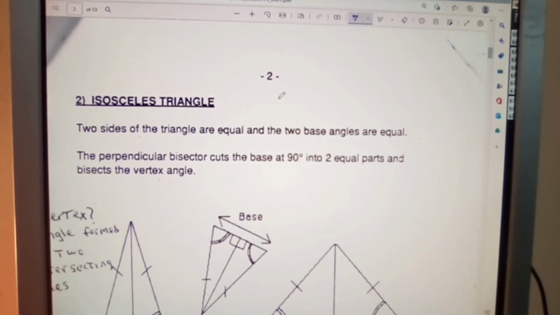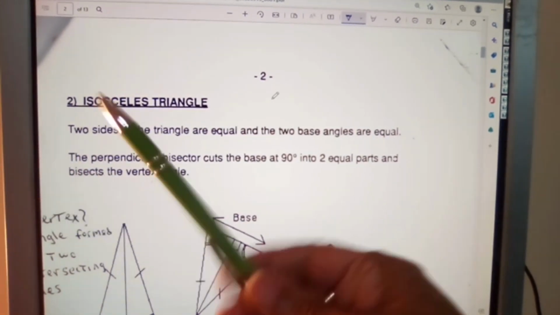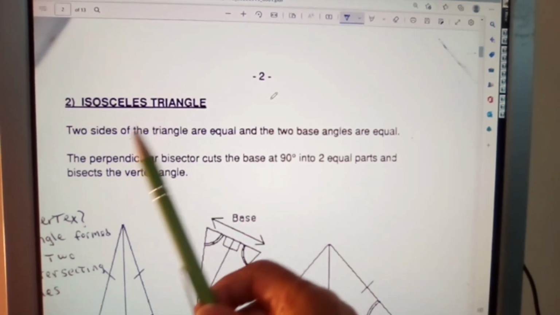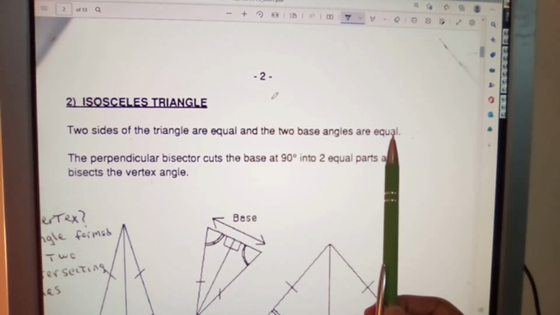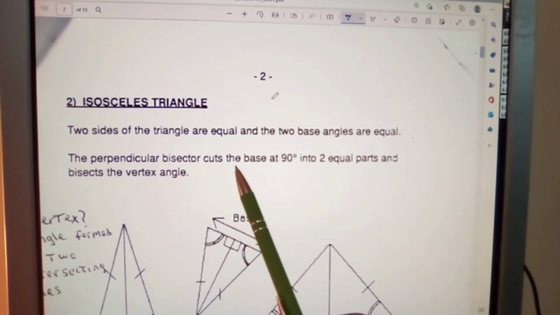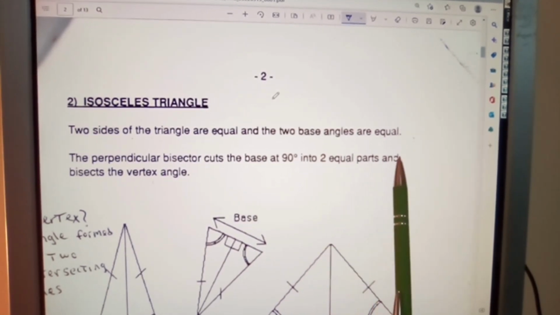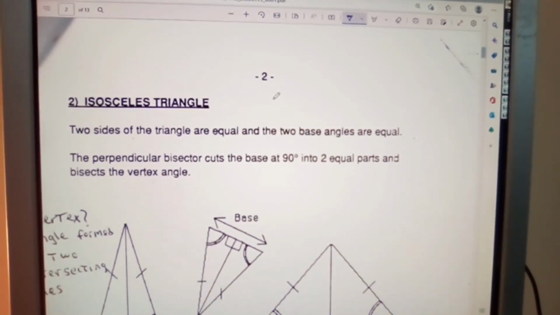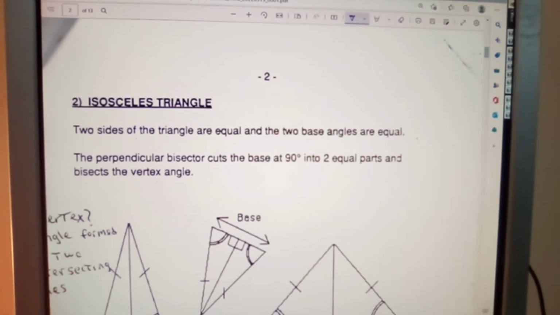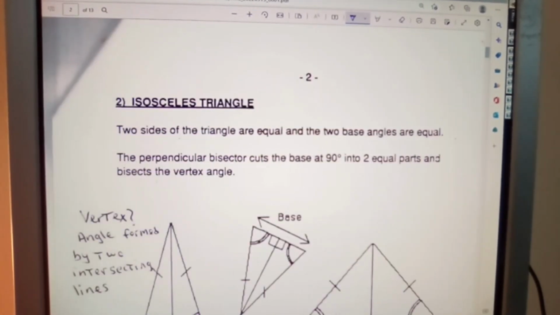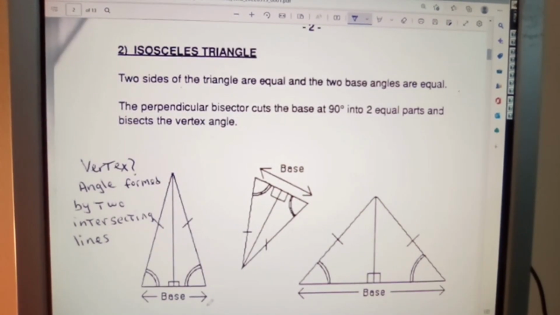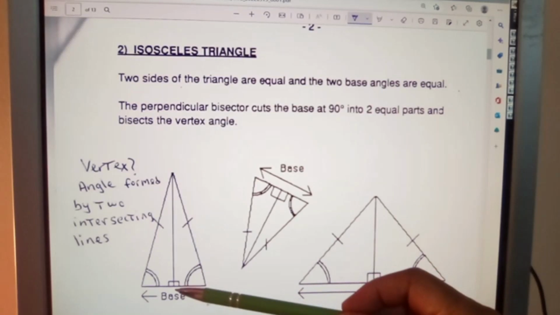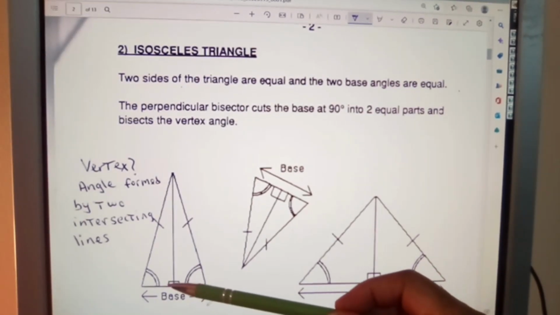Isosceles triangle. Two sides of the triangle are equal and the two base angles are equal. The perpendicular bisector cuts the base at 90 degrees into two equal parts and bisects the vertex angle. The vertex is an angle formed by two intersecting lines. Here you have your intersecting line, that intersects at the baseline there, which forms two angles. We know that these two angles should be the same value.